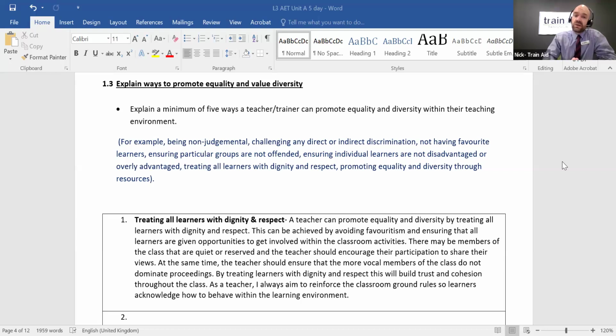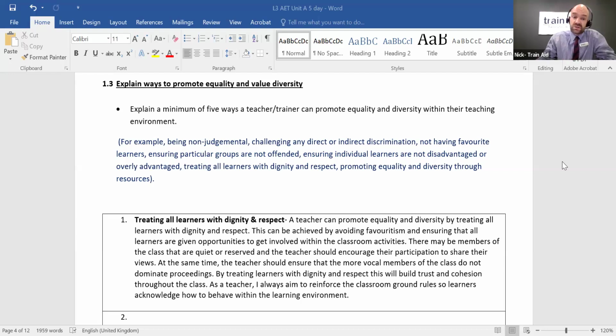Just on the assignment template, we've got a great range of ways that you as a teacher can promote equality and diversity. And as mentioned, within this assignment answer, we just need to explain a minimum of 5 ways in which we, as a teacher or trainer, can promote and value diversity.